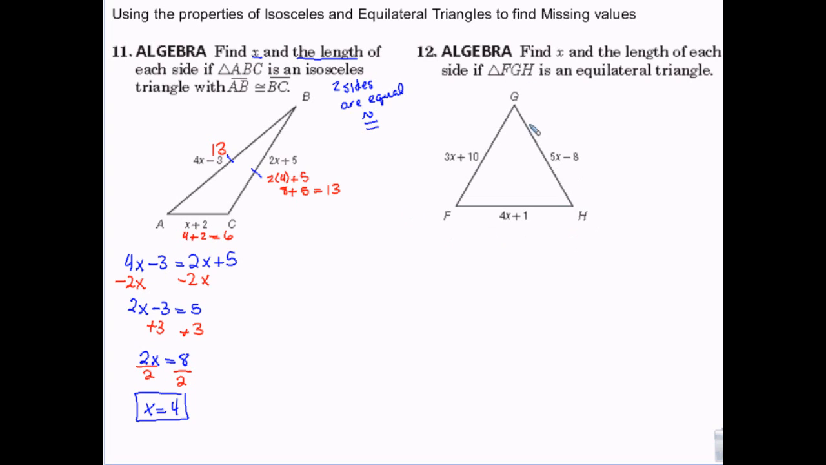Okay, here we have an equilateral triangle, and since it's equilateral, that means all three sides are the same. So you pick any two, and you set them equal to each other. So you just look at the numbers that are here and you decide which ones you like best. So which one do you like best? 3x plus 10 and 4x plus 1, or 5x minus 8 and 4x plus 1, or 3x and 4x? Okay, we'll use the small ones.